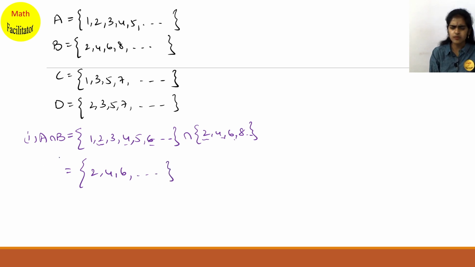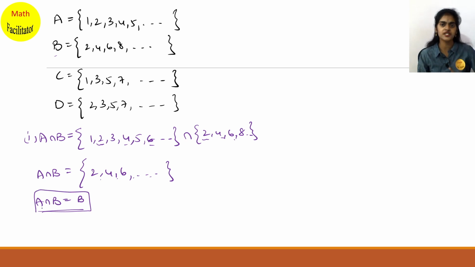Or again, in simple terms, say A intersection B. What did you get? This set 2, 4, 6, 8 and so on is nothing but which set? It is B. A intersection B is nothing but B. You got this, right? In the previous class, last problem, question number 4, I taught you if A is a subset of B, then A intersection B will be what? It will be B, isn't it?